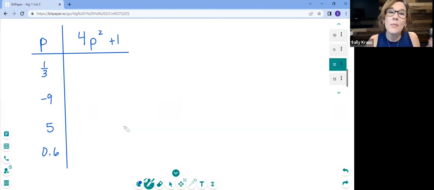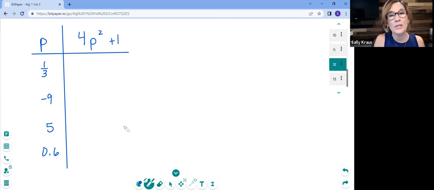Okay, you may find a problem presented this way. Basically, they're saying, what does 4p squared plus 1 equal when p equals 1/3? You go and solve that, and you put your answer right in this table right here. And you do the same thing with -9, 5, and 0.6.